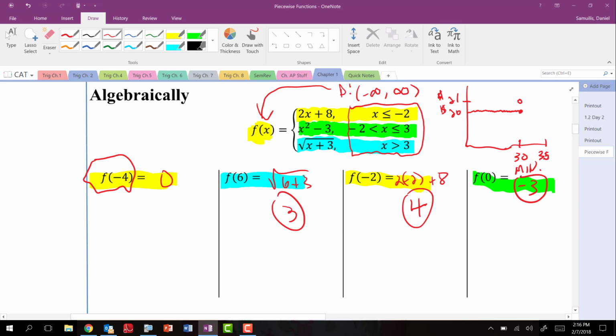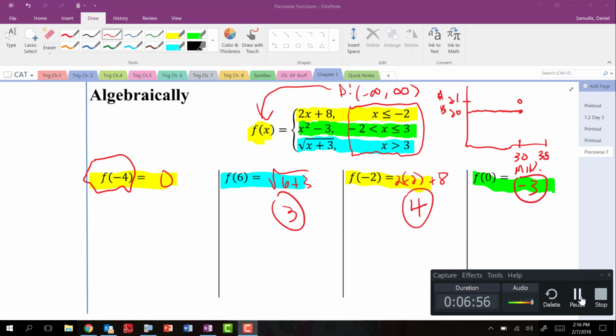So that's why I like what I stole off the internet. They do a great job of really getting you to analyze that part on the right is actually what the domain is for each piece. But this is one function defined by all those pieces. That's why the overall domain of the function is all real numbers.